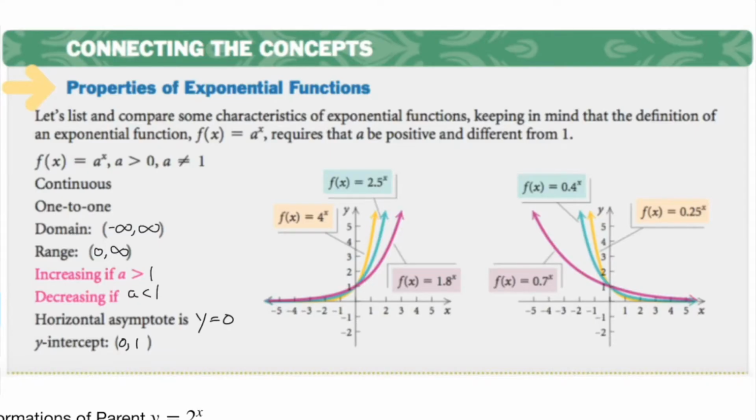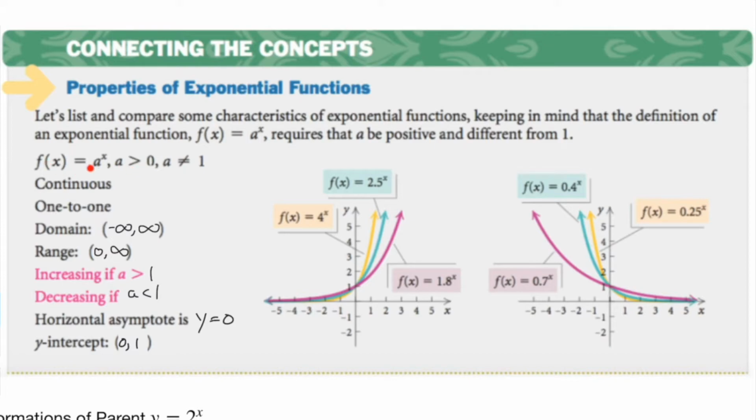And then you saw that we graphed one of these before. That was 1/2 to the x. But here's 3 more. This is 0.25 to the x, 0.4 to the x, and 0.7 to the x. What do they all have in common?